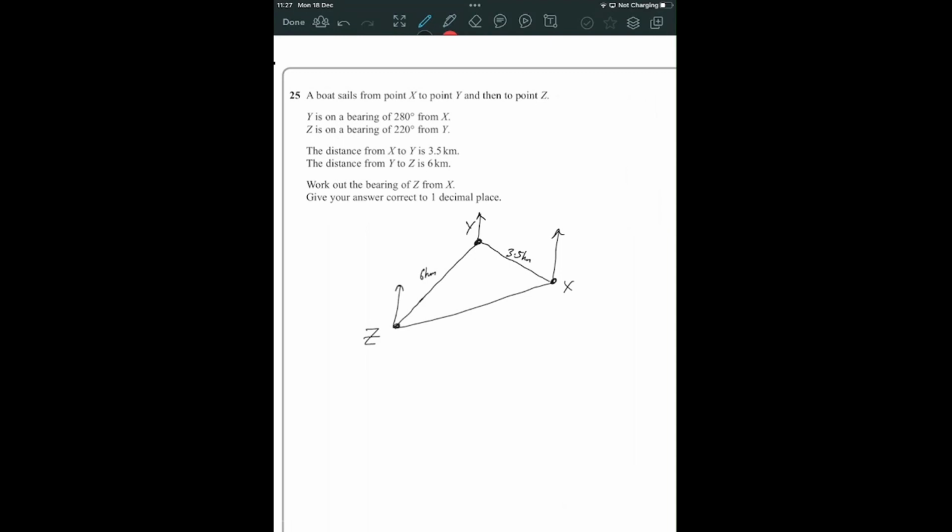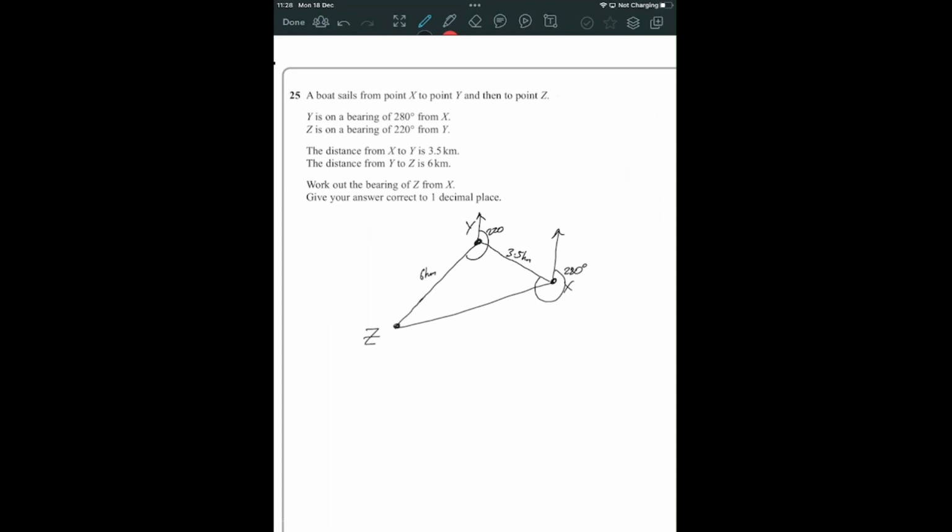Now I've drawn that angle there, that north line. I don't want that north line. I've also been told that the angle there, which was the bearing of Z from Y, is 210, and the bearing from X all the way round to Y is 280.